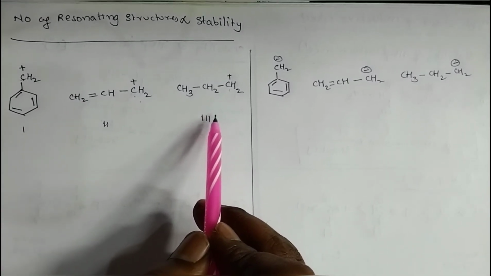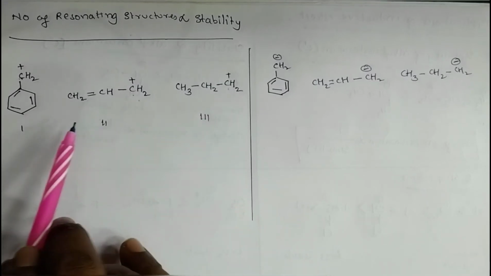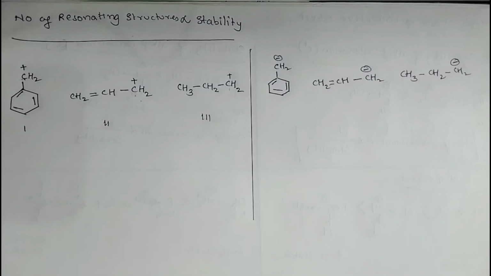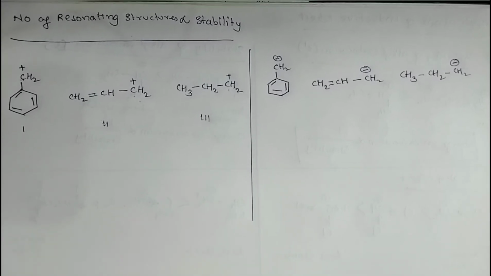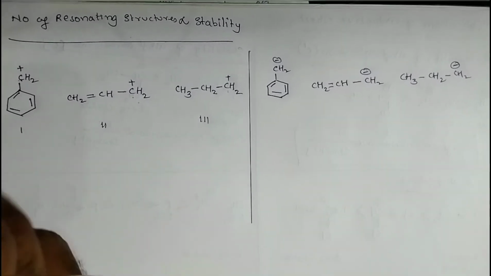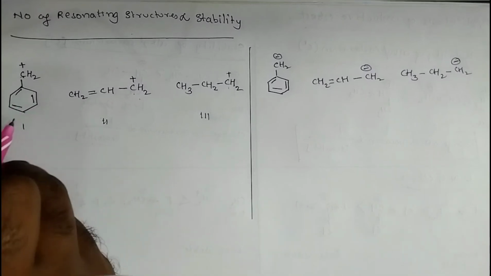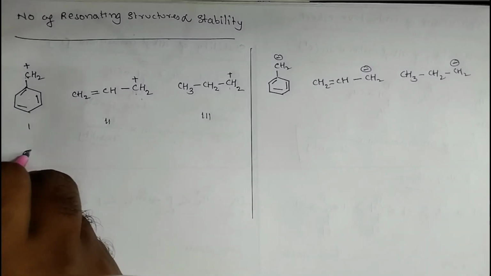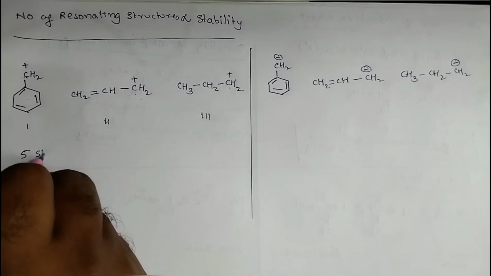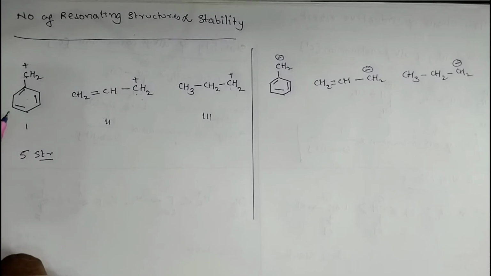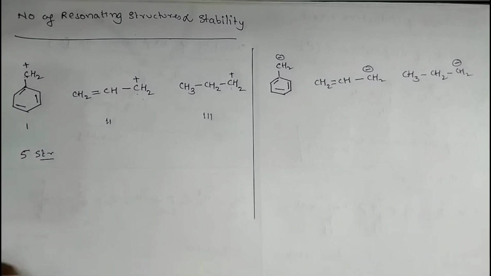Now here let us see the stability order. Here the stability order is based upon their number of resonating structures. That means the more the number of resonating structures, the more stable. Now how many resonating structures are shown by benzyl carbocation? Benzyl carbocation shows 5 resonating structures. Next video I will explain in detail how these resonating structures form.